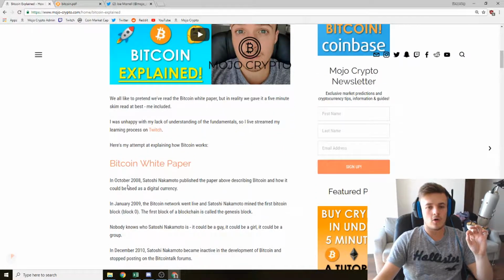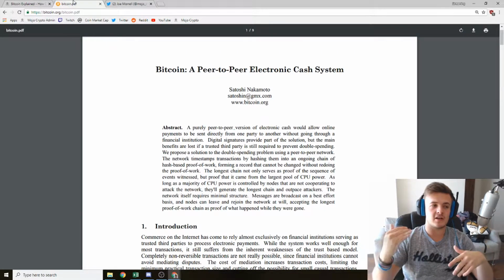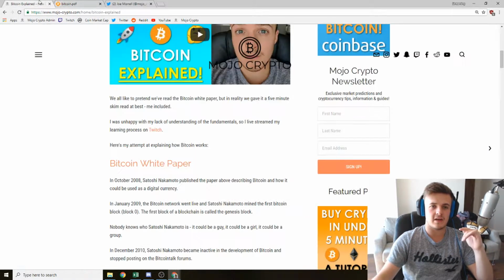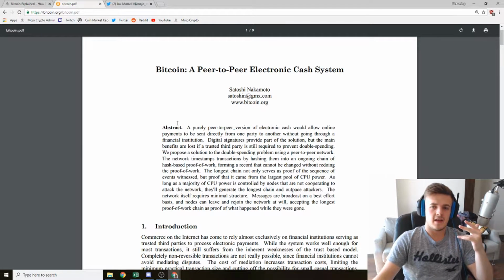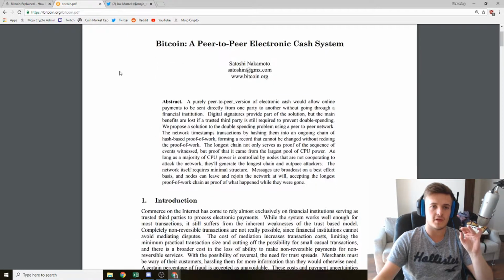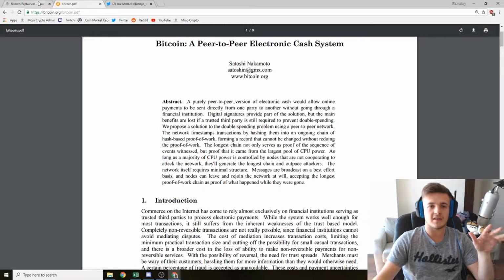In October 2008, Satoshi Nakamoto published this paper right here. He published it on a newsletter, like a cryptographic newsletter. It went out to a bunch of people, and then it got spread about the internet, and it did take off. A lot of people had a look at it, and basically it's explaining how we can safely use a digital currency without running into problems that we've run into in the past. So this is a way around all the problems.